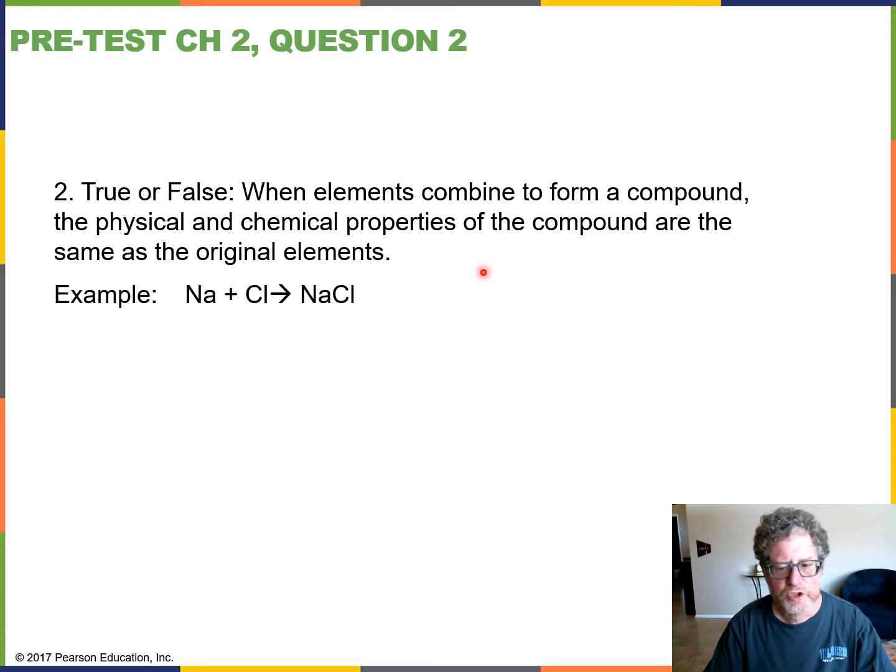Number 2, true or false. Students love true or false questions because you can guess it and get it right half the time. When elements combine to form a compound, the physical and chemical properties of the compound are the same as the original elements. Example, Na plus Cl is NaCl. Okay, that's a false statement. We'll learn later about properties of sodium and chlorine and how different they are than the properties of sodium chloride. Sodium chloride is table salt.